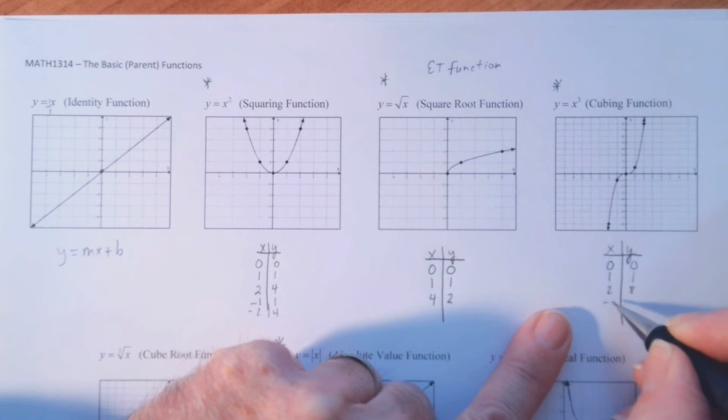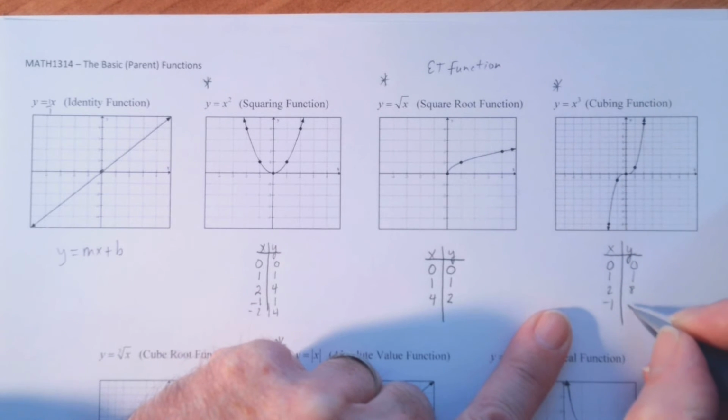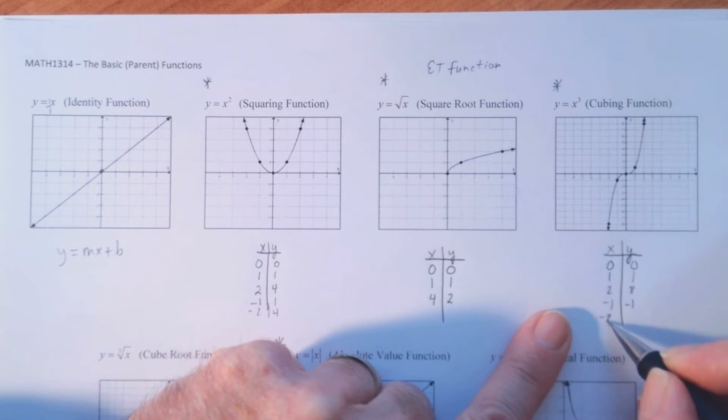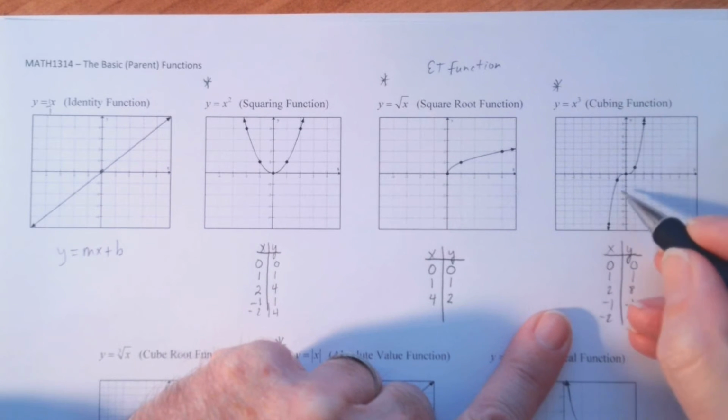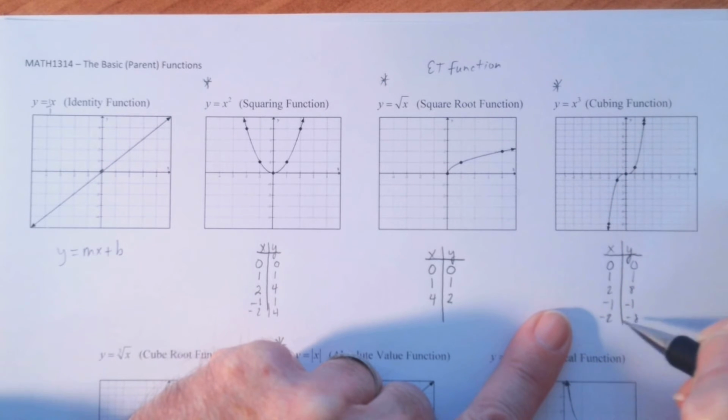And if you plug in -1, -1 cubed is -1 times -1 times -1. You should get -1 there. And if you cube -2, you get -8. So you can see -1, -1 is on the graph, and -2, -8.